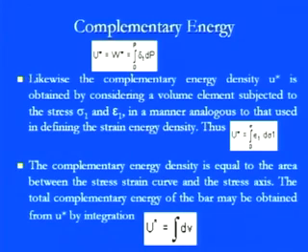Likewise, the complementary energy density U star is obtained by considering the volume element, because this domain is the volume for any kind of strain energy, and the complementary strain energy also has the same domain. So by considering the volume element subjected to the stress sigma 1 and strain epsilon 1, in a manner analogous to the definition for strain energy, we have U star equal to the integral from 0 to sigma 1 of epsilon 1 into d sigma 1. So the complementary strain energy is equal to the area between the stress strain curve and the stress axis.